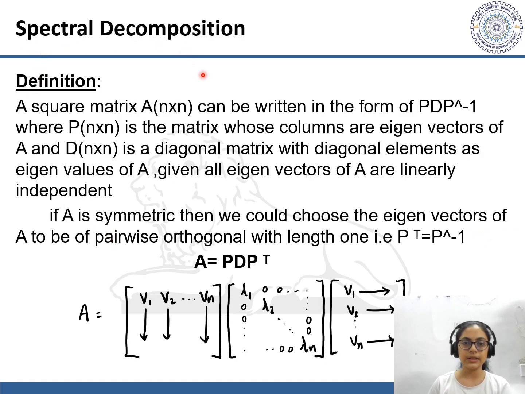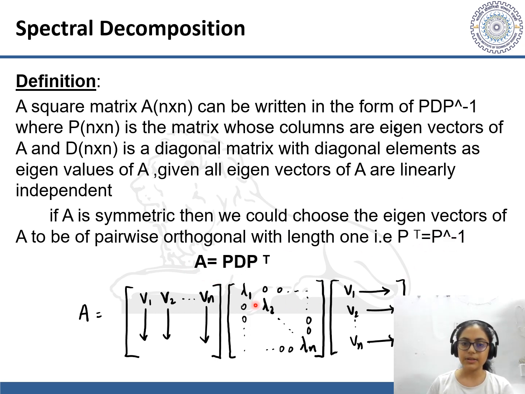Coming back to spectral decomposition, a square matrix A can be written in the form of P D P inverse, where P is the matrix whose columns are eigenvectors of A, and D is a diagonal matrix with diagonal elements as eigenvalues of A, given all eigenvectors of A are linearly independent. If A is symmetric, then we could choose the eigenvectors of A to be pairwise orthogonal with length 1. That is, P transpose is equal to P inverse.